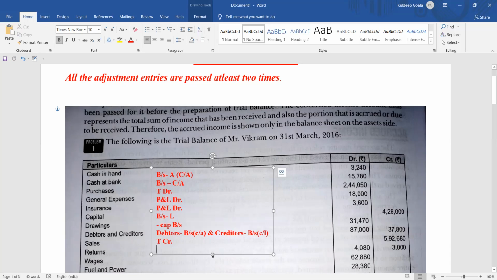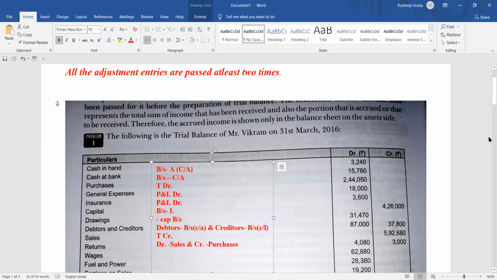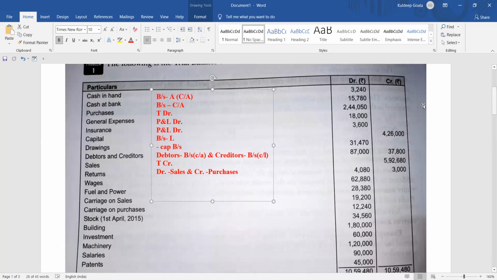If it is appearing in the debit side, then it is sales return, right? So the debit one will be minus from sales, and credit will be what? Minus from purchases. What is in credit is purchase return, and what is in debit we call sales return, right? So the debit one will be minus from sales and the credit one will be minus from purchases. Now coming to the next one, wages.